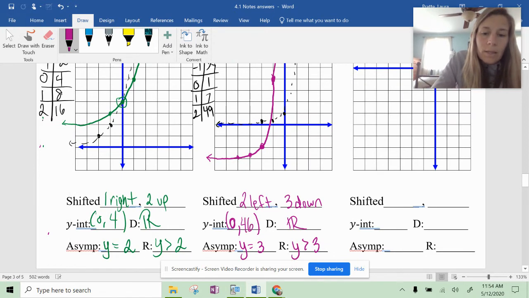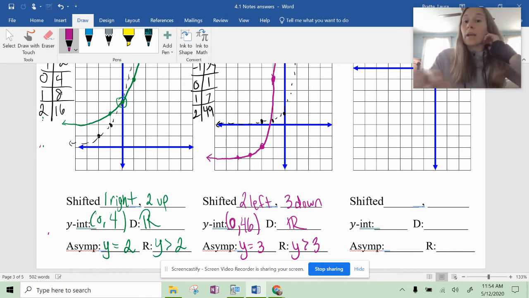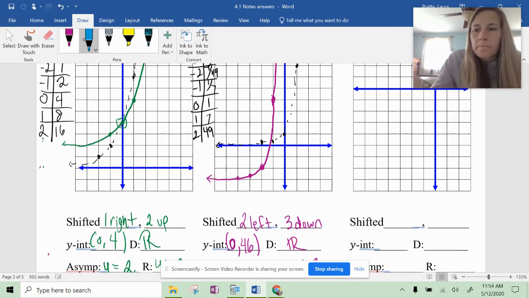So if you can't see that intercept on the graph, you will have to plug at least the 0 in, or you could have typed the whole thing in and gotten it off your table of values if you're using a graphing calculator. Okay, so our final one here.